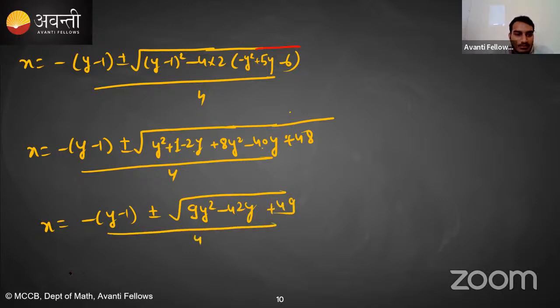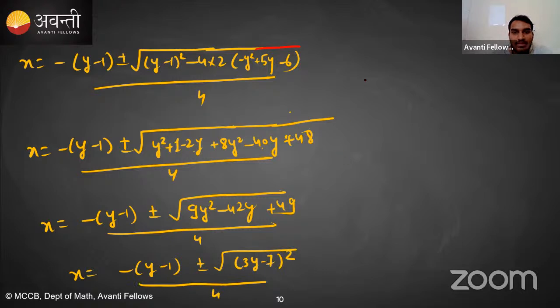So what is this written as? Can anybody tell me what is inside the square root? This is nothing but (3y minus 7) whole square, that's all. Clear? Is this clear?